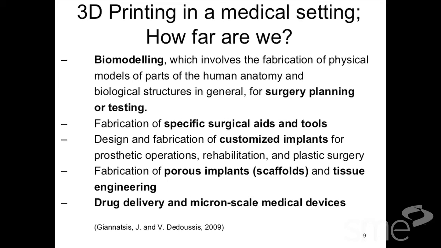After that, we see that surgical aids, like surgical guides, are getting into use, and even tools, where you can see all-in-one packages coming up. After that, we have the custom implants, which have tremendous benefits, especially for persons who are at the end of the normal care and where the normal implants are not sufficient anymore. Then we have the porous scaffolds, which could be a lead towards tissue engineering. And in the end, we have drug delivery systems and microscale medical devices.